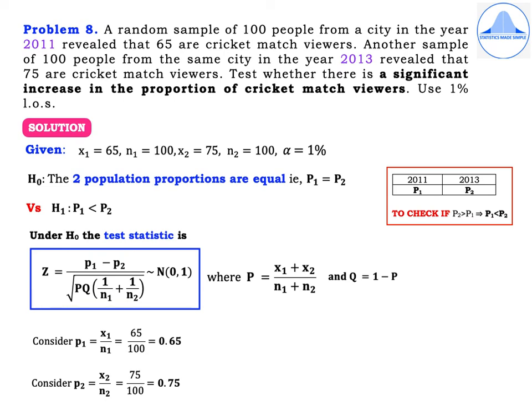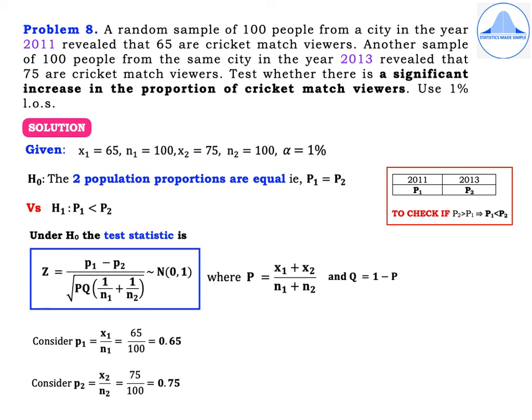P2. Now the question asked here is to check whether there is an increase in the proportion of cricket match viewers. So it means that they are asking us to check whether the proportion of viewers in 2013 is greater than the proportion of viewers in the year 2011. So we have to check if P2 is greater than P1, or in other words, it means that we have to check whether P1 is less than P2. So our alternative will be a left-tailed alternative. So versus H1, P1 is less than P2.